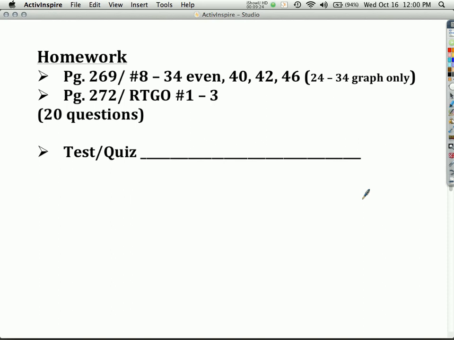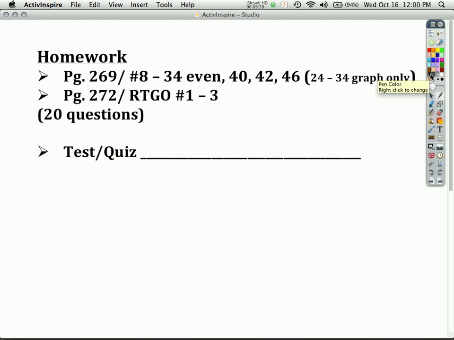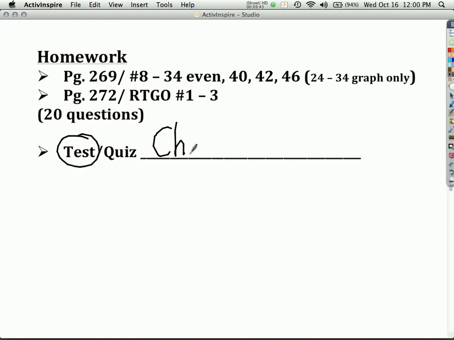On page 272, to make sure that we're reviewing concepts from the past, you're doing Ready to Go On numbers 1 through 3. And your test on chapter 4 will be on Monday.